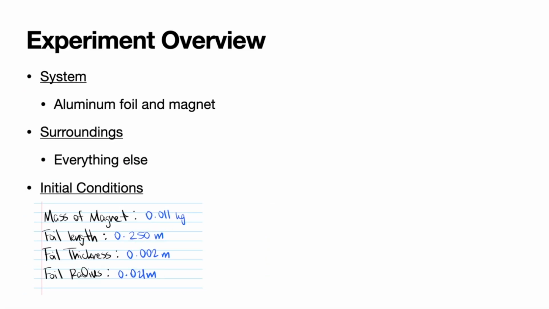And then an overview of the experiment. The system is the aluminum foil and the magnet. The surroundings are everything else. Here are my specific initial conditions: the mass of the magnet, length of the foil, foil thickness, foil radius, etc.